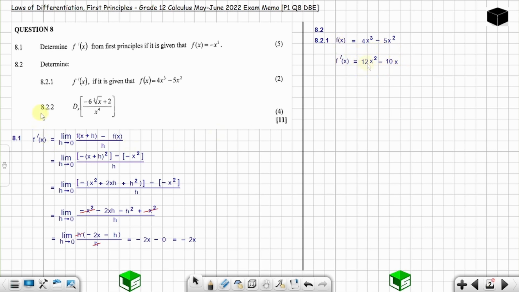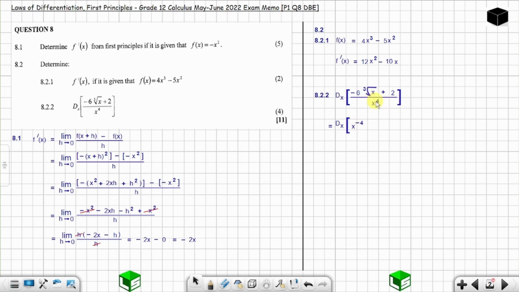Okay, now question 8.2.2. This is the question. You are given this. You have to find the derivative with respect to x. Before we can find the derivative, you have to clean up this. You have to get rid of the cube root sign and you have to take this x to the power of 4 to the top. We take this to the top. Now you have x to the power of negative 4.